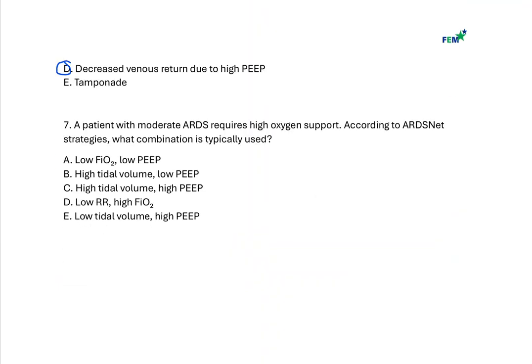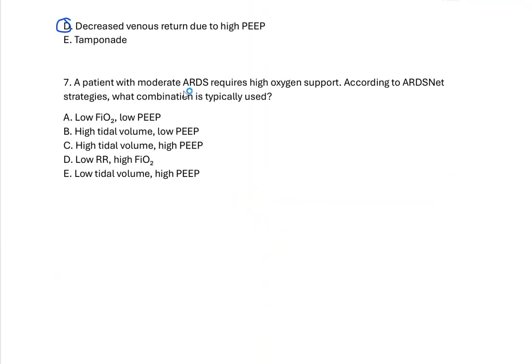And the last question, a patient with moderate ARDS, acute respiratory distress syndrome, requires high oxygen support. According to the ARDSNet strategies, which combination is typically used? Remember, in patient with ARDS, you want to do lung protective ventilation. And what does that mean? Low tidal volume, higher PEEP. And the best answer there will be what? E.